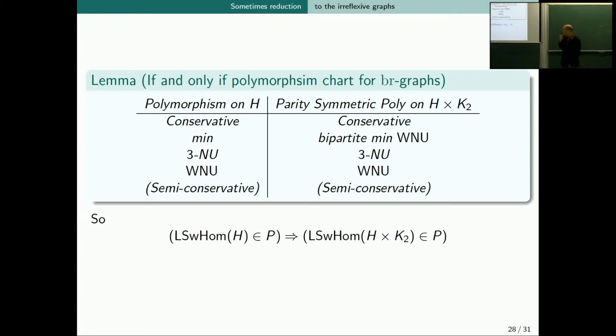So all at once, I get that if the switch-Hom problem is polynomial for H, then it's polynomial for this. And I can go the other way if the WNU I've defined is parity symmetric, right?